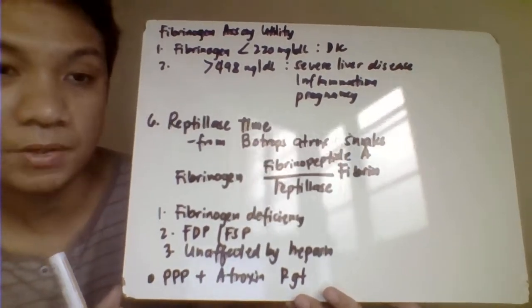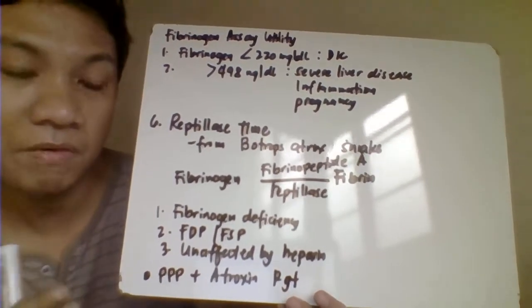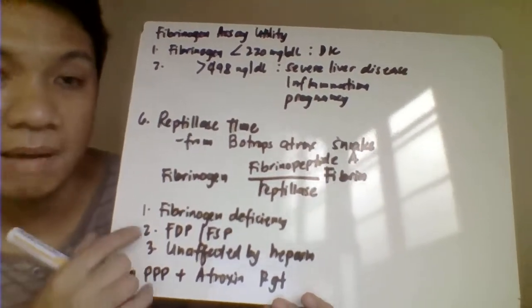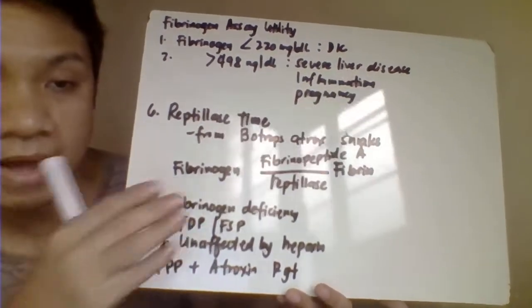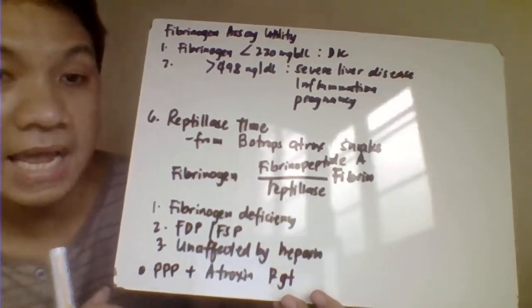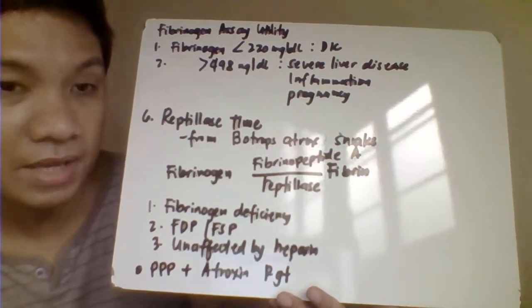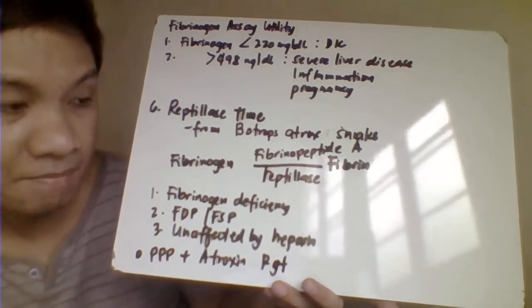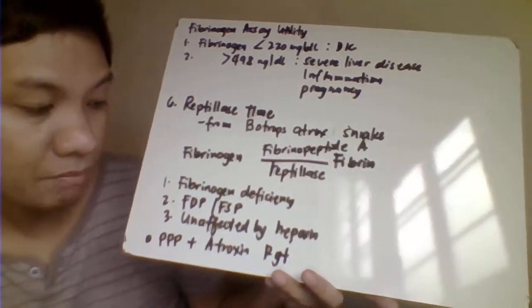Because thrombin is able to hydrolyze fibrinogen to become a fibrin clot by hydrolyzing fibrinopeptide A and fibrinopeptide B. But in the case of reptilase, it can convert your fibrinogen to a fibrin clot only by hydrolyzing fibrinopeptide A. But then again, problems related to your fibrinogen will also increase the result of your reptilase time because of its action of converting fibrinogen to fibrin clot.